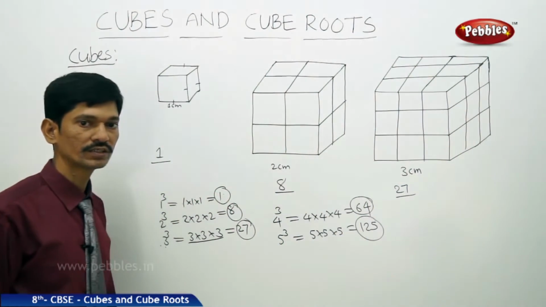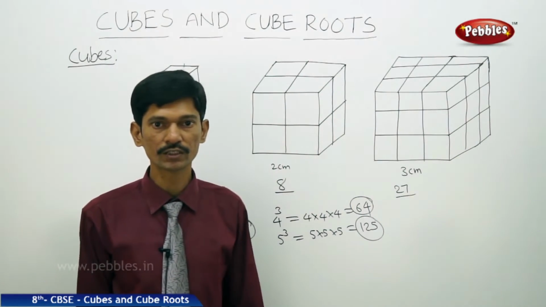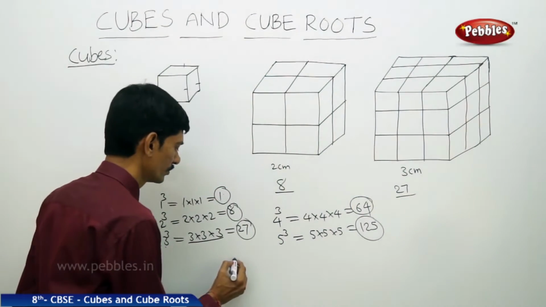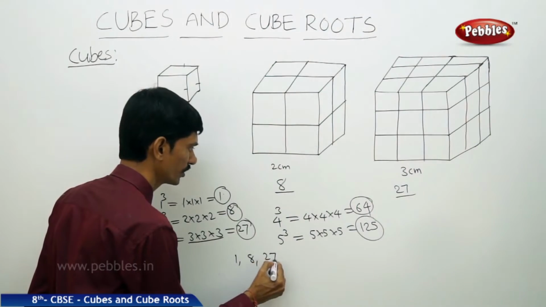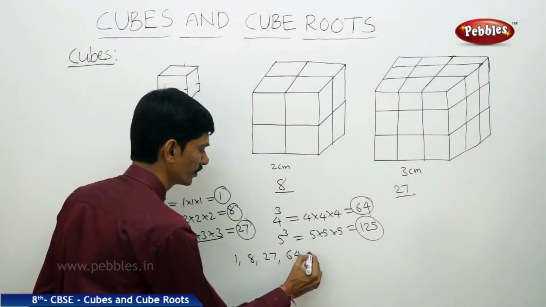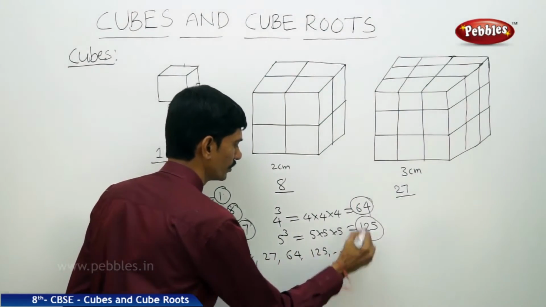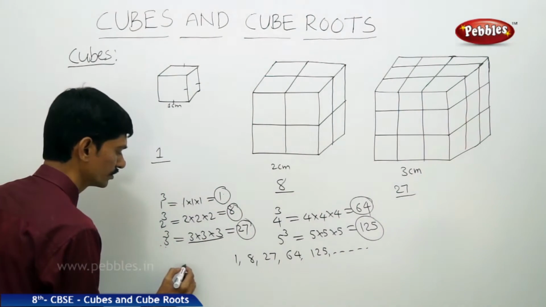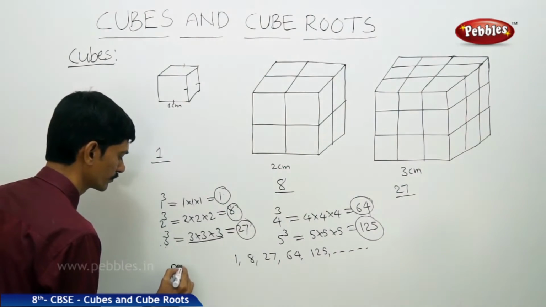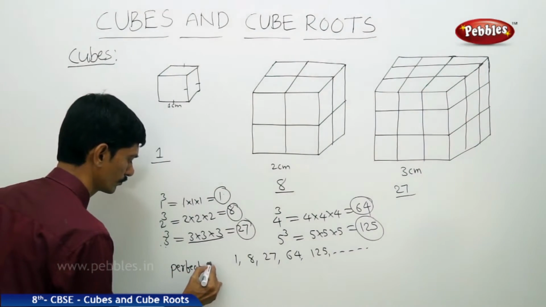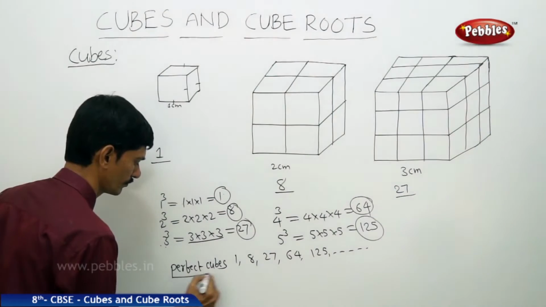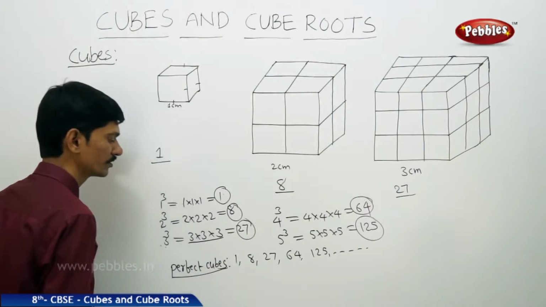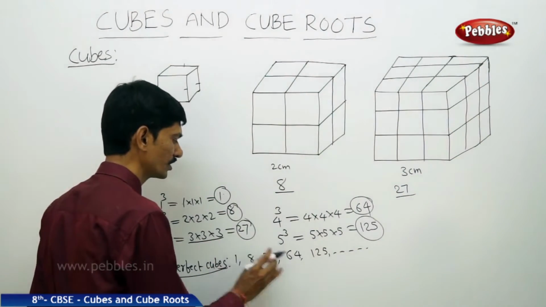So these are known as perfect cubes or cube numbers: 1, 8, 27, 64, 125, and so on. These numbers are called perfect cubes or cube numbers, meaning numbers whose cube root is a natural number.